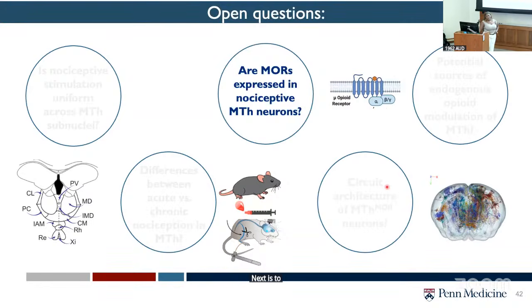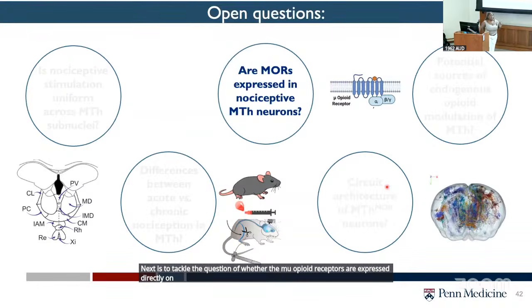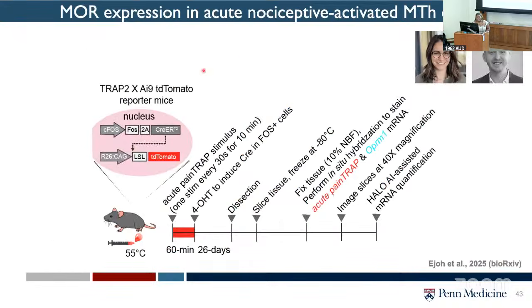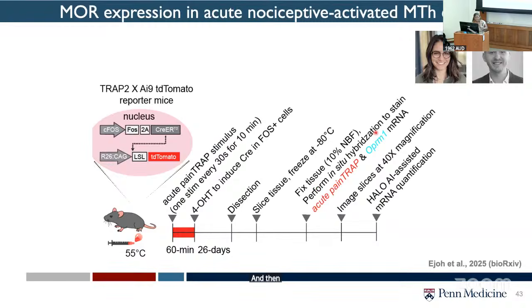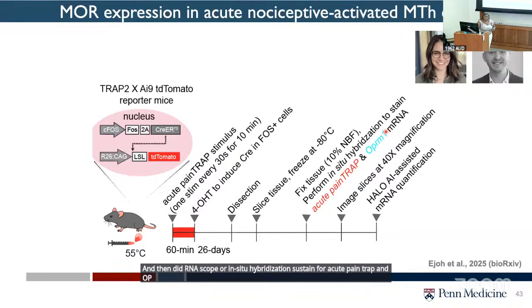Next is to tackle the question of whether the mu-opioid receptors are expressed directly on our nociceptive or pain-active neurons in the medial thalamus. So, with the help of former Quarter Lab PhD student Jessica Wojcik and current postdoc Dr. Blake Kimmy, both of them are doctors actually, we performed the acute pain TRAP protocol again. So this 55 degrees Celsius to capture these acute pain active neurons, and then did RNAscope or in situ hybridization to stain for acute pain TRAP and OPRM1 mRNA. This is the precursor to the protein.